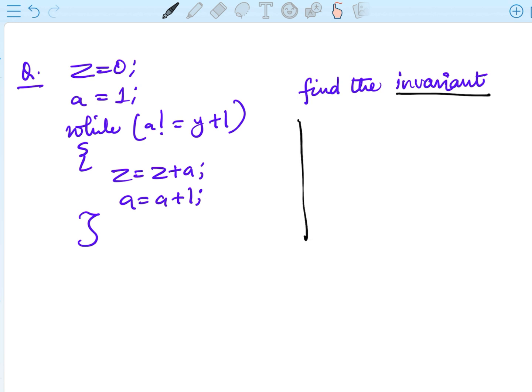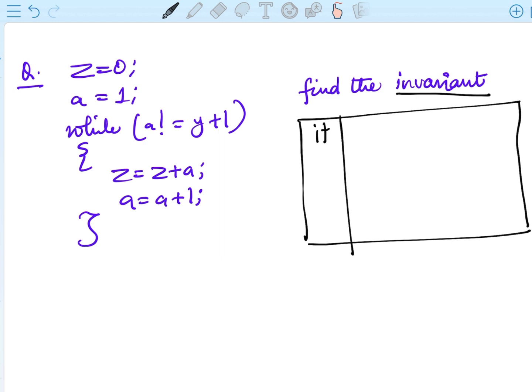Right now, the method that I am telling you is the easiest one. We will also look into another method when we move forward. So first of all, we set the iteration equals to 0. And when the iteration is 0, z equals 0, a equals 1. And here we scan which other elements or which other variables do we have.